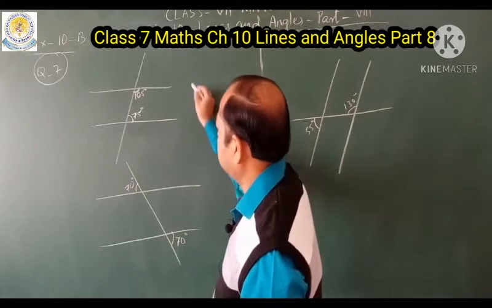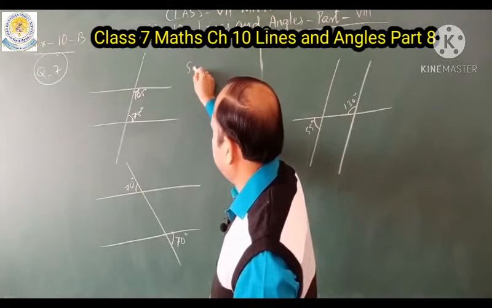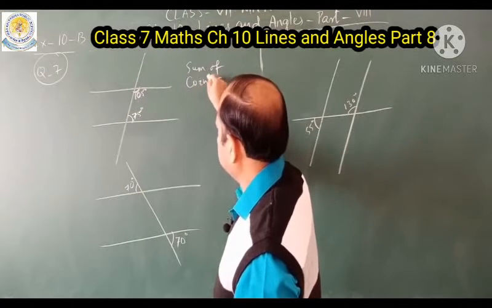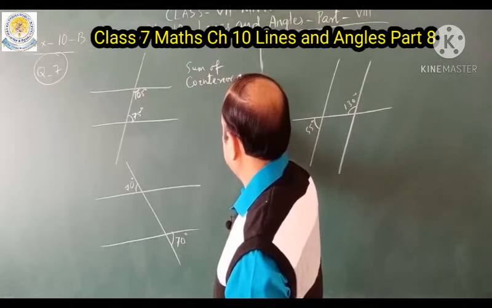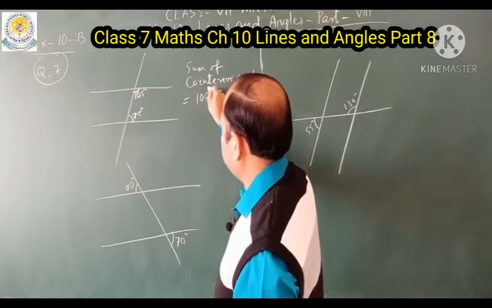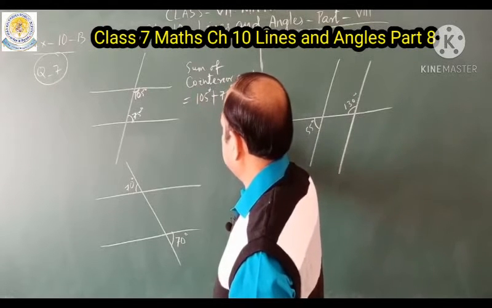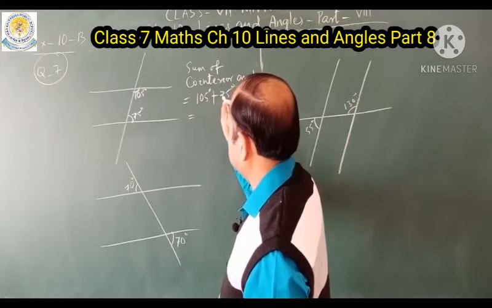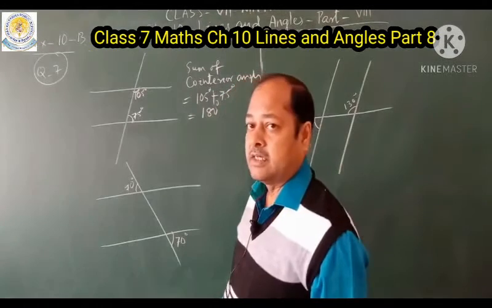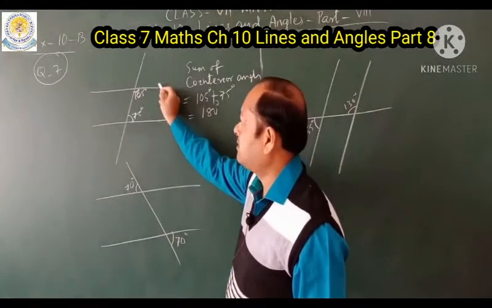Let's check. The sum of co-interior angles is equal to 105 degrees plus 75 degrees. Yes, 70 plus 5 is 80. So 180 degrees. It proves that these are parallel lines.